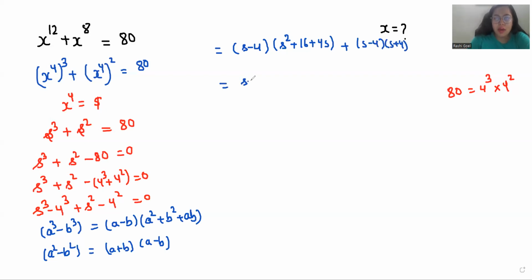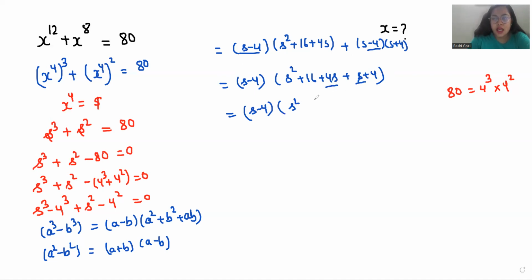So if I take s minus 4 as common, what is left? s square plus 16 plus 4s plus s plus 4. So s minus 4, s square, 4s plus s is 5s, plus 16 plus 4 is 20. Now we have two roots, either s minus 4 is equal to 0, the value of s is 4, and here s square plus 5s plus 20 is equal to 0.